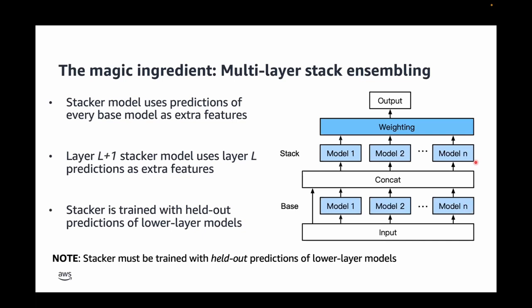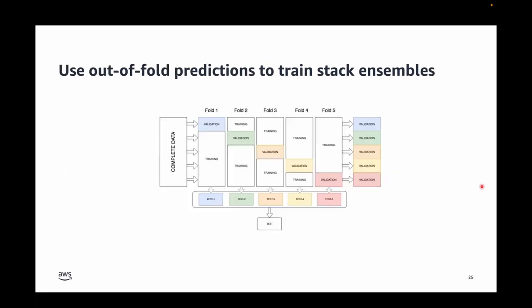And there's one very important point here: we cannot just take the full training set, train all the models on the full training set and repeat this multiple times, because then we will just overfit. So what we should really do is use held-out predictions from the low-level models while training the models in the next level. And I'll show you in a second what this looks like.